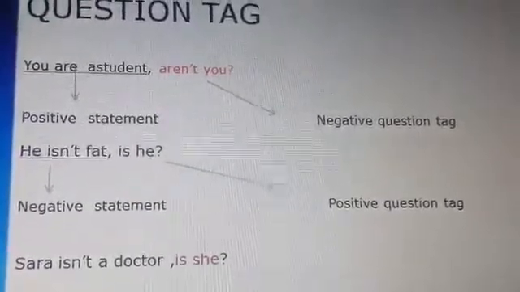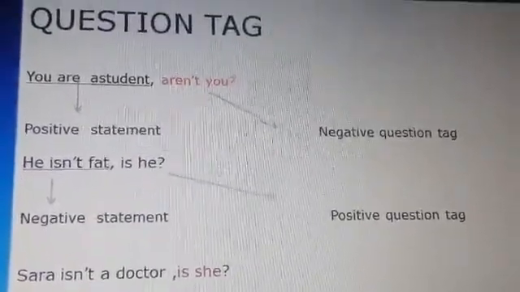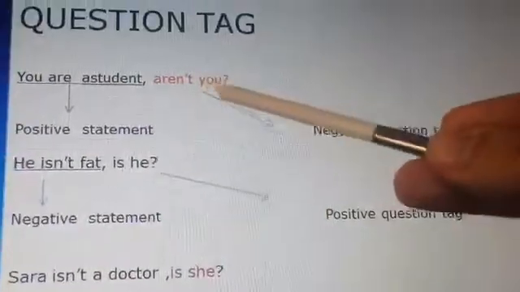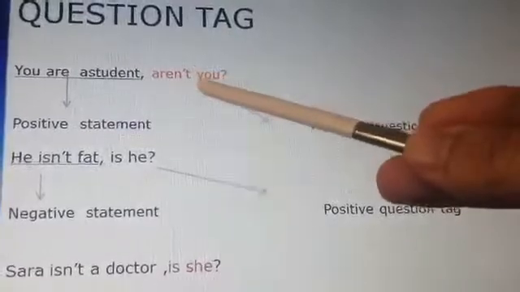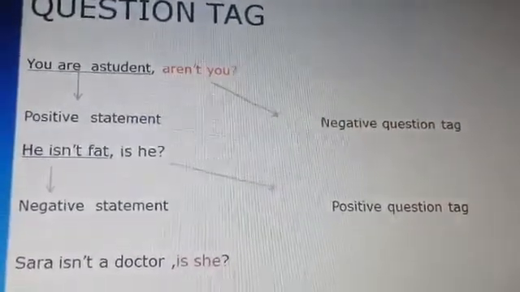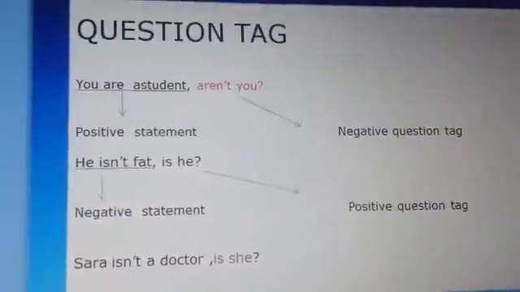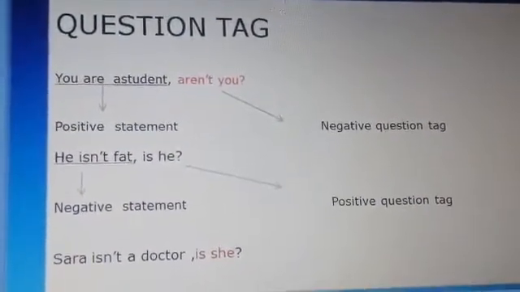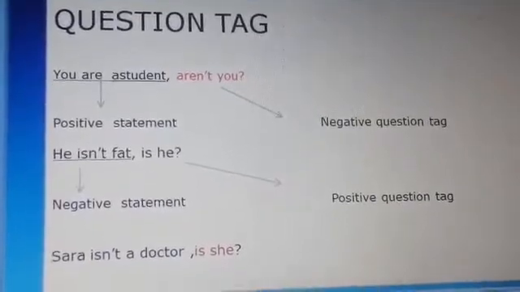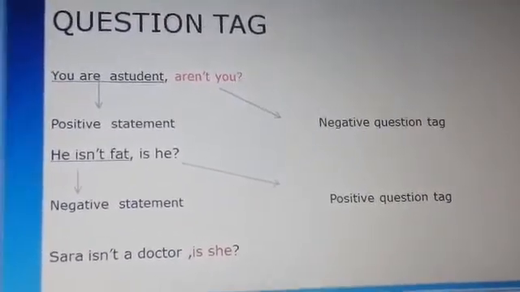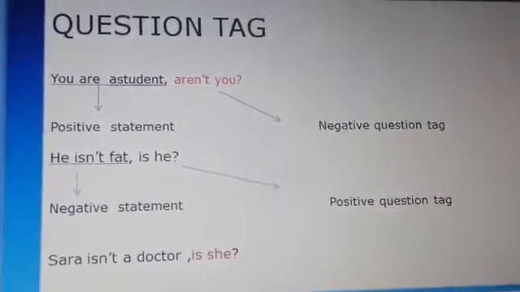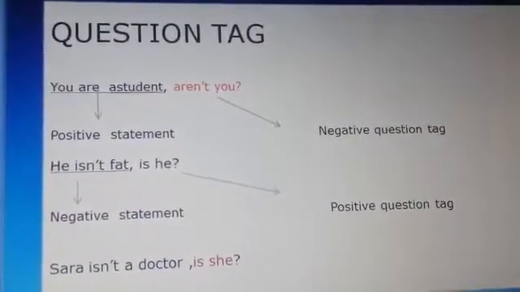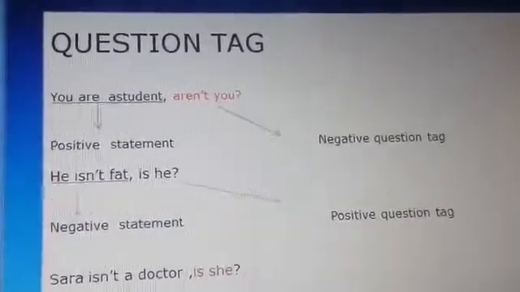Now look at example number 1. You are a student, aren't you? Aren't you is a question tag. Let's look at the first part of the sentence. It is a positive statement, so the question tag must be a negative question tag. Do you know what is the negative for you are a student? You aren't a student.